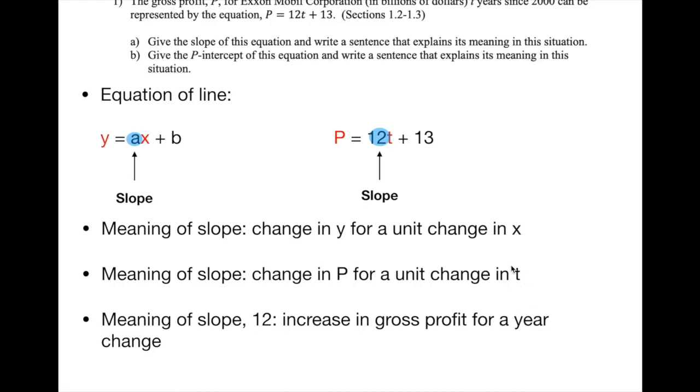So what is T here? T is the years since 2000. So that means a unit change in T is just a year change, or say per year, yearly. Okay, let's put that into a sentence. So the slope meaning is ExxonMobil's profit increases 12 billions. So again, you have to add the units for your P here. So if you look at P, it's in billion of dollars. So you have to add billions here. Yearly, that's coming from a year change. So that's the meaning of the slope.